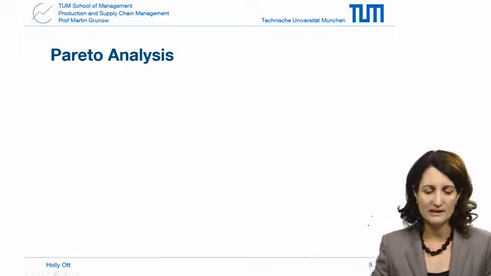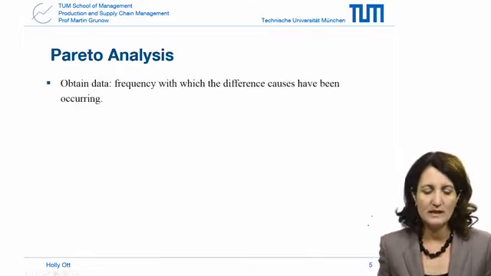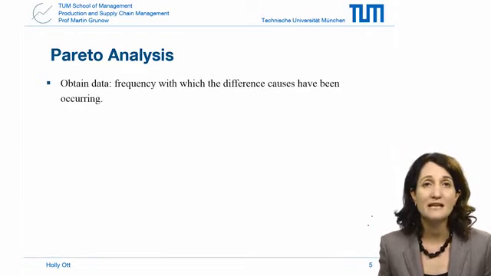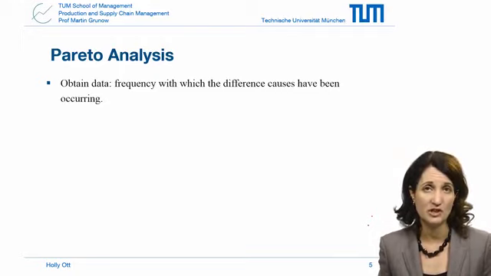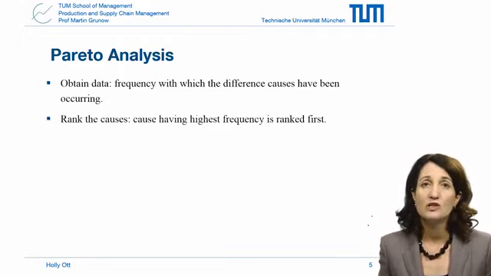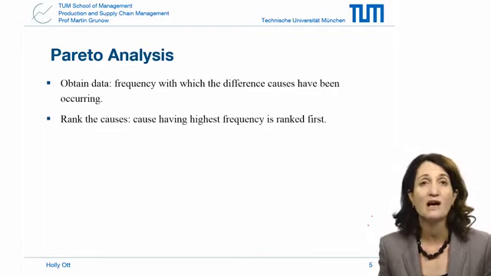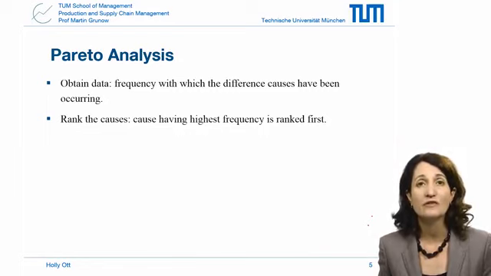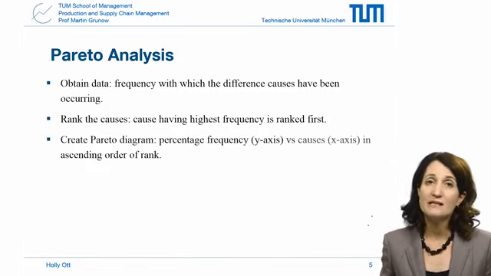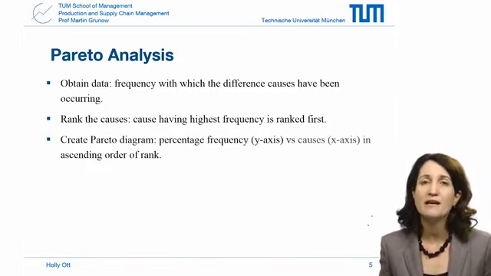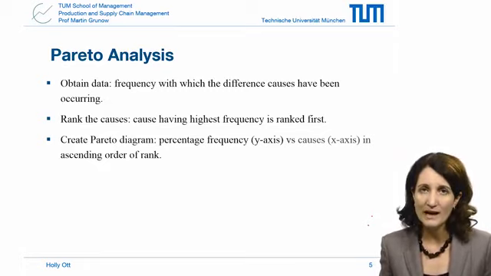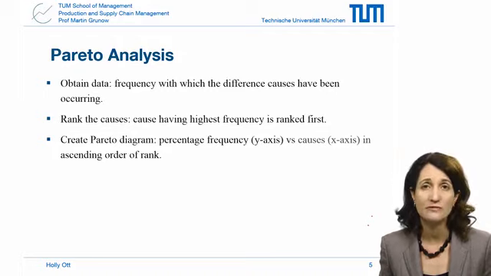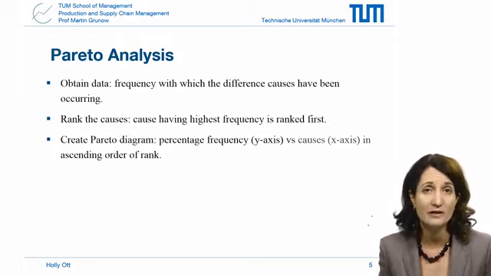The Pareto analysis consists of obtaining data on the frequency at which the different causes have been occurring in recent history. We want to rank the causes based on their frequency, with the cause having the highest frequency being ranked first. And then a diagram, the Pareto diagram, is made with the percentage frequency on the y-axis and the causes on the x-axis, arranged in ascending order of rank, or in other words, descending order of frequency.